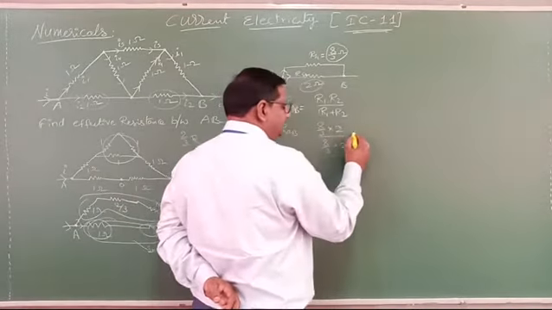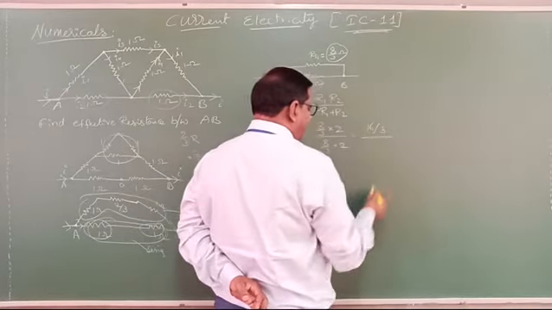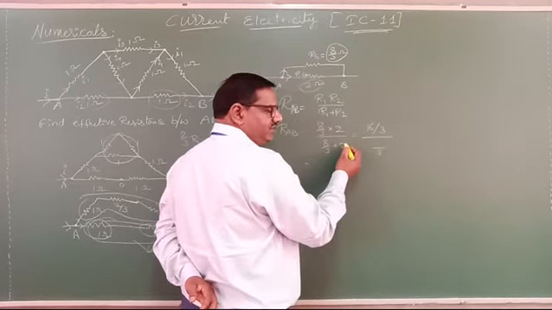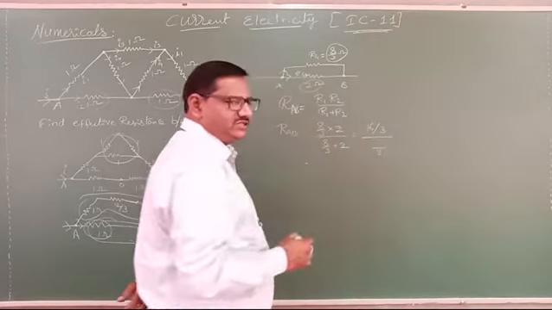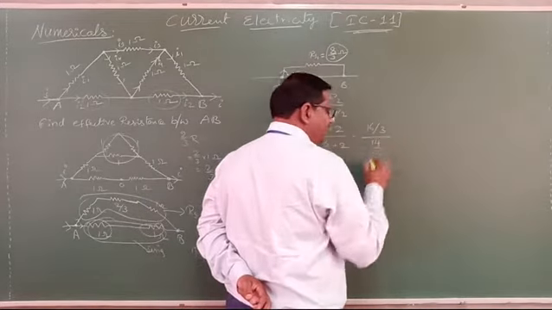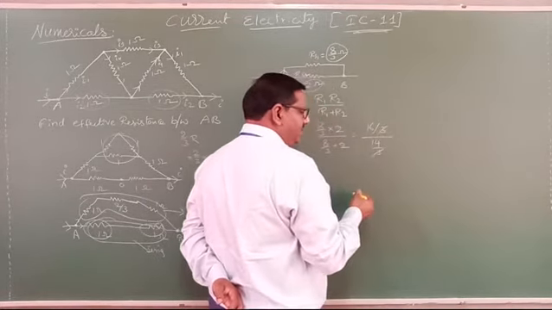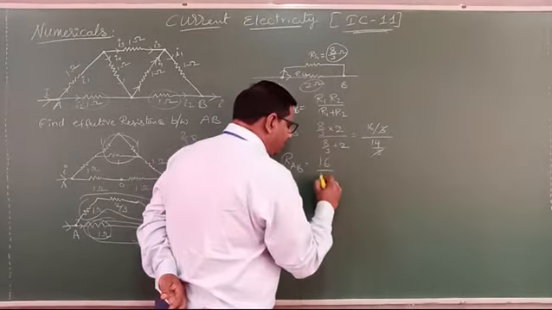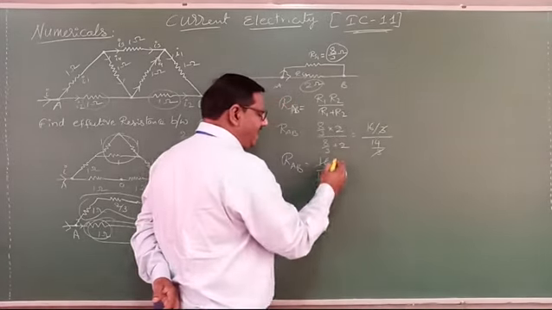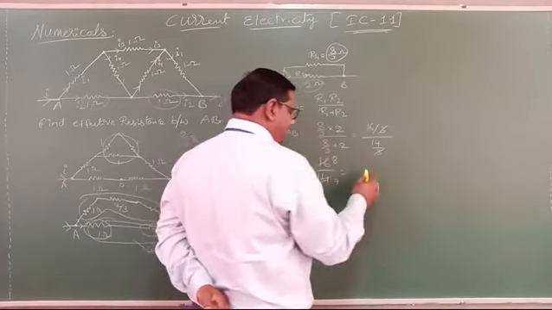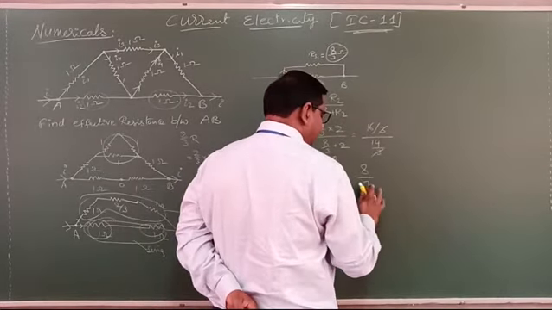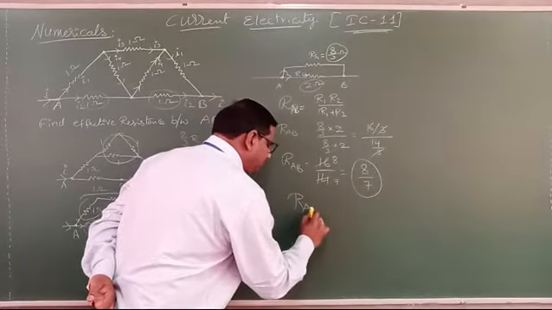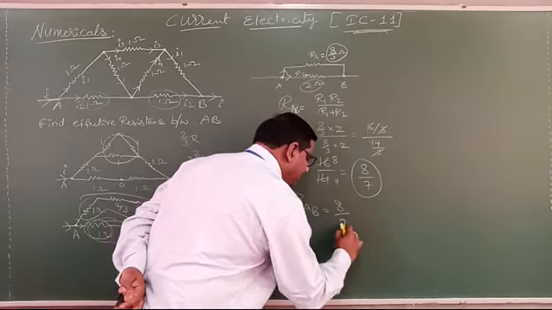8 2s are 16, so 16 by 3 by, if you take LCM 3 here, 3 into 2 is 6. 6 plus 8 is 14. Now the 3 gets cancelled. Then the remaining RAB equals 16 by 14, which is nothing but, with 2 cancelled, 8 by 7. This is the final answer. Resistance between AB equals 8 by 7.